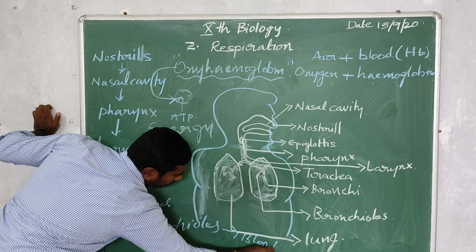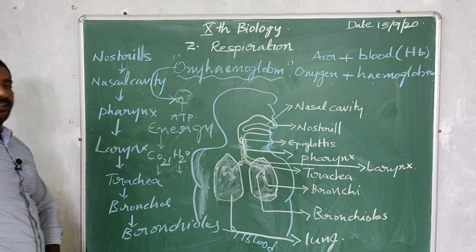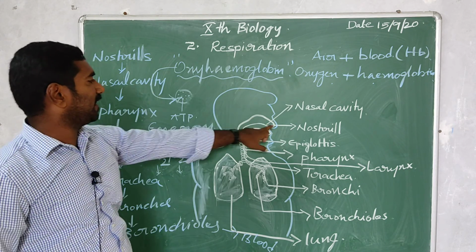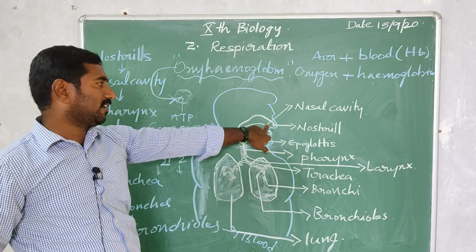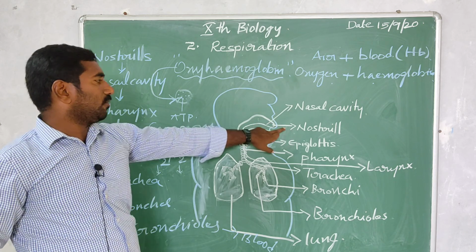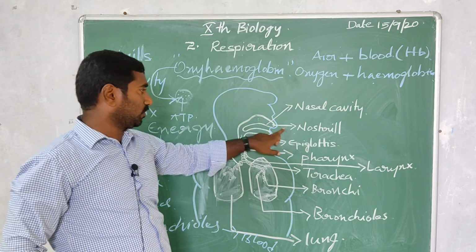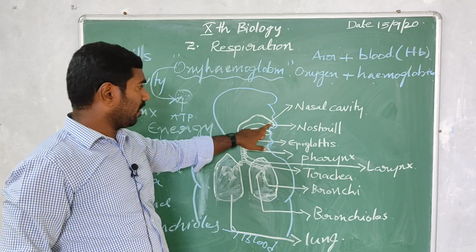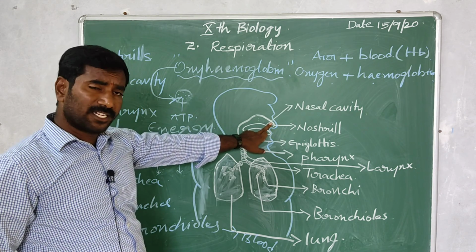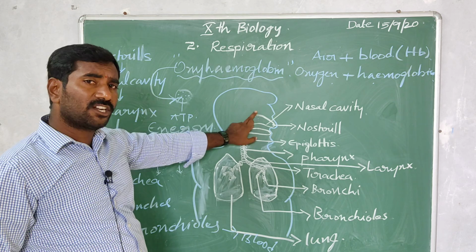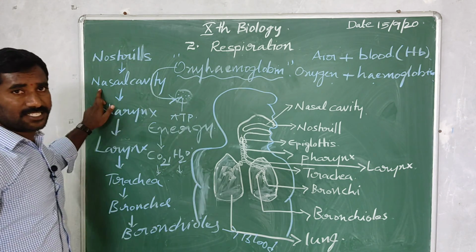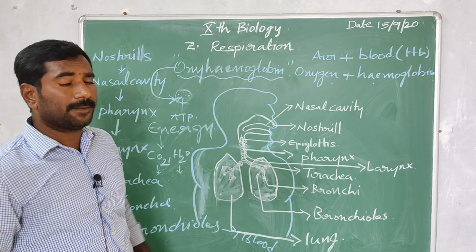Now I will explain the air pathway. Let's see. This is called the nostrils. Air enters into the nostrils. That is the first step. The second step, after the nostrils, is the nasal cavity.